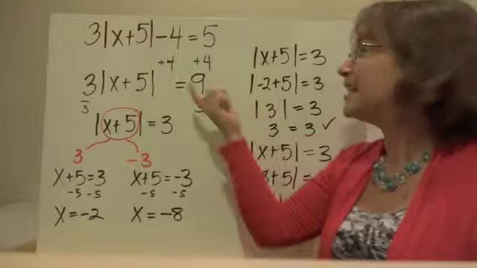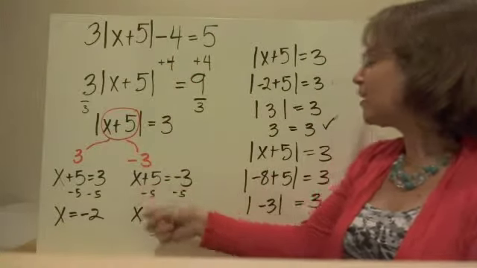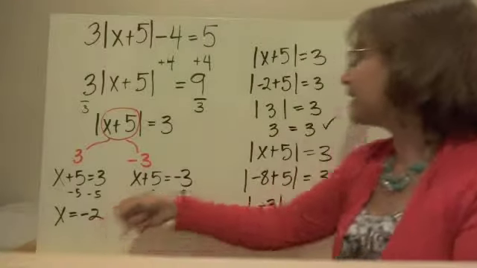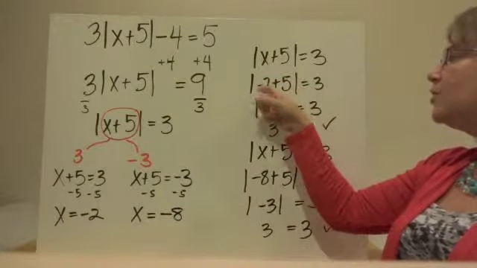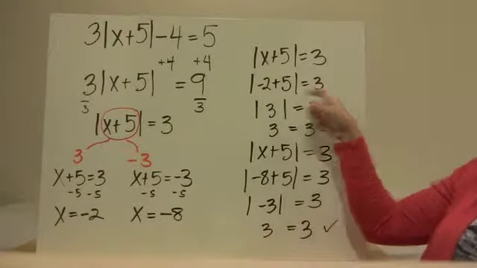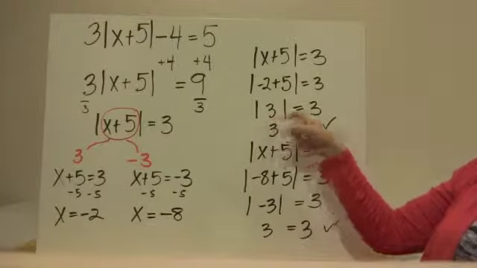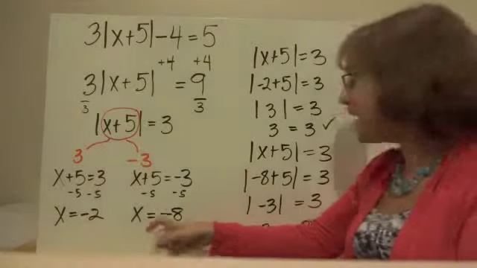If I were doing a test, I would definitely want to plug it back in here, but I'm just going to do a quick visual check, and I'm going to plug in x equals negative 2. Instead of my x right here, I have a negative 2. So I have the absolute value of negative 2 plus 5 equals 3. Negative 2 plus 5 is 3. Absolute value of 3 is 3. And that checks out.